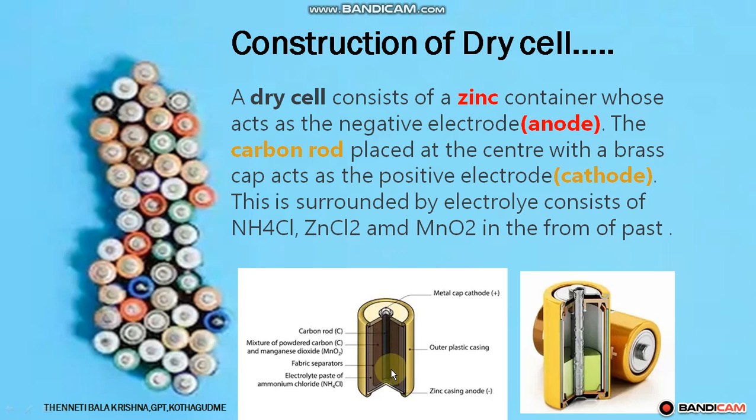This carbon rod is surrounded by the electrolyte consisting of ammonium chloride, zinc chloride and manganese oxide in the form of a paste. So we prepare one paste using these chemicals: ammonium chloride, zinc chloride, and manganese oxide. This is in a zinc container, with the carbon rod at the center. This is the construction of the dry cell.